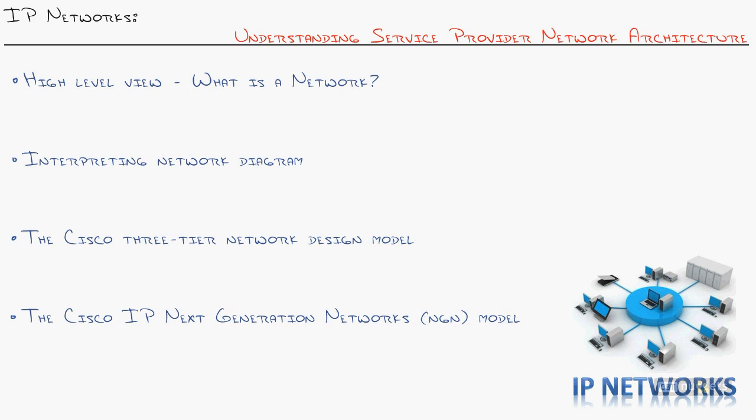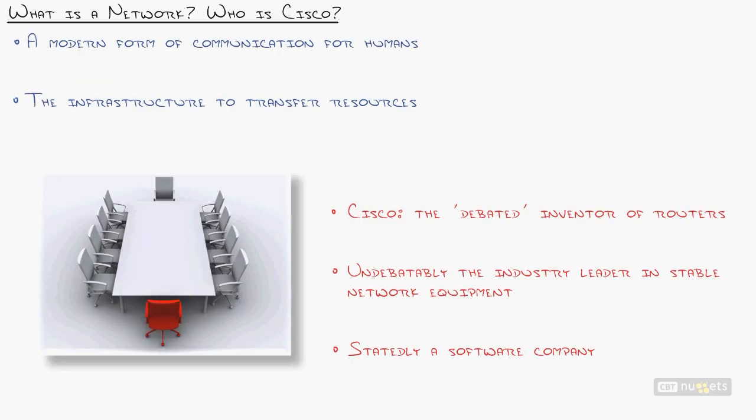We're going to look from a big picture, like what is a network in general? What is it designed to accomplish? And then blend that into how does this look in a service provider environment by the time we're done. Let's start off and ask the question from a service provider perspective, what is a network? Well, networks in general are just a modern form of communication for humans.